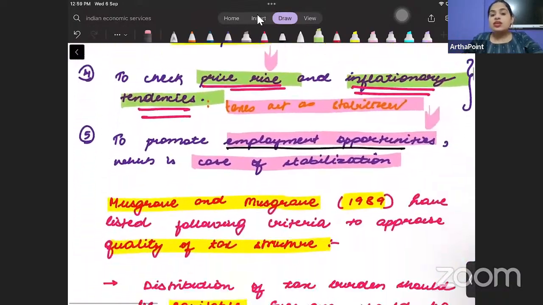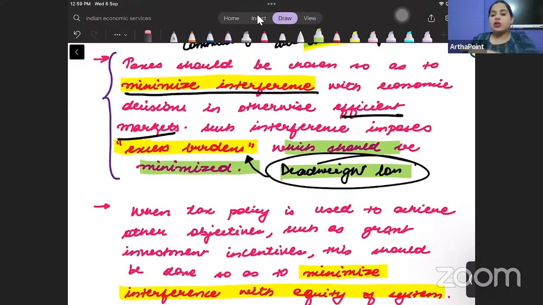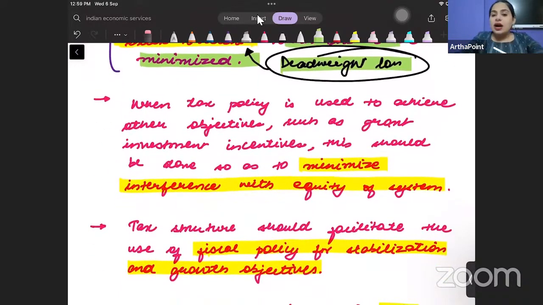But what I want to say here is that a good tax is one which has minimum deadweight loss associated with it. Now come to the third point. A good tax is one which minimizes the inequality in the economy. So we want to make sure that the inequality is reduced in the economy. And a good tax is one which also leads to stabilization in the economy.